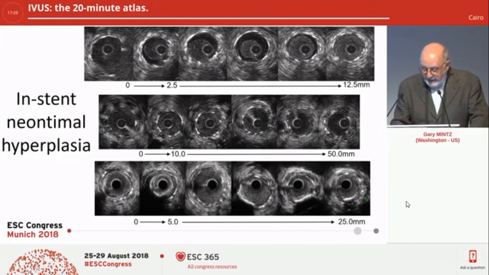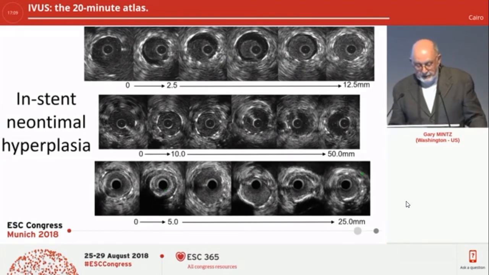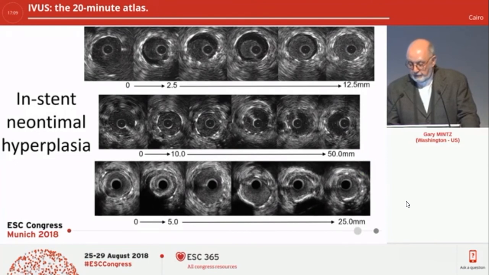So this indicates calcium. This indicates neoatherosclerosis, and so this is a late in-stent restenosis secondary to neoatherosclerosis.